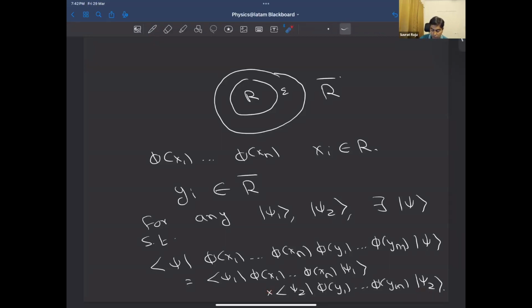Okay. So it's saying, you give me any two states psi1 and psi2, I can find a state psi that has the property that an observer who's making measurements in R thinks they're completely in psi1, and observers making measurements in R bar think they're completely in psi2.